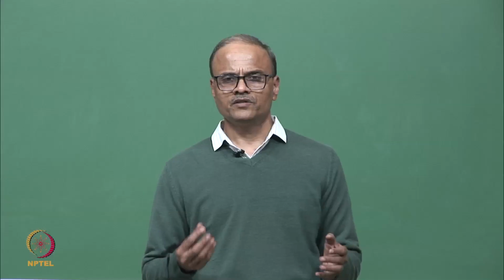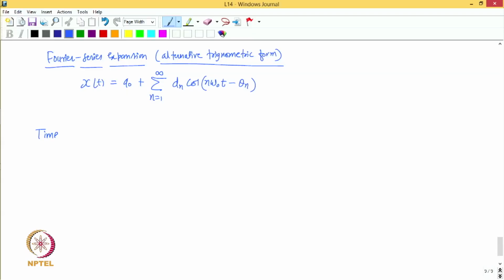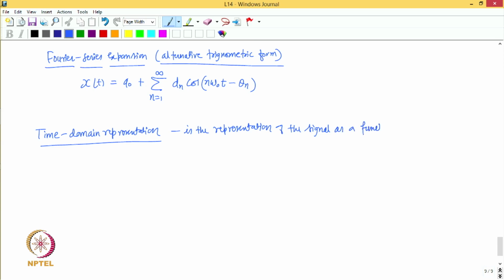So therefore now let us define what is frequency domain representation and time domain representation. What is time domain representation of a signal? Time domain representation is the representation of the signal as a function of time. Okay. So the left hand side of the above equation is nothing but the time domain representation of the signal.